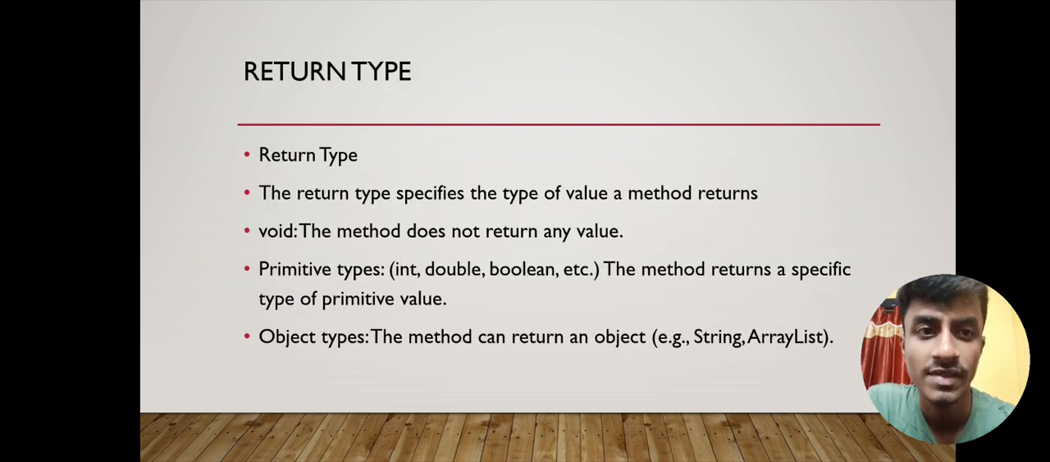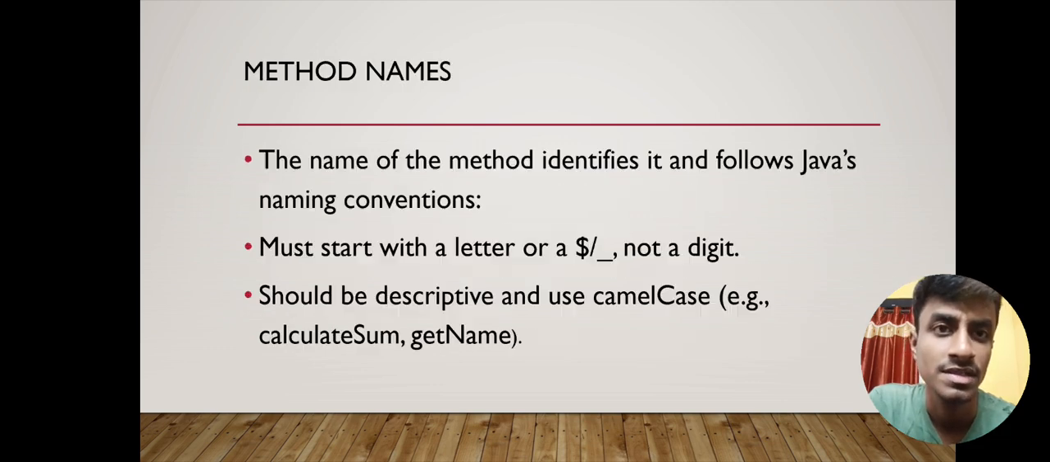Return type. The return type specifies the type of value a method returns. Void: the method does not return any value. Primitive types: int, double, boolean, etc. The method returns a specific type of primitive value. Object types: the method can return an object, for example, String or ArrayList.